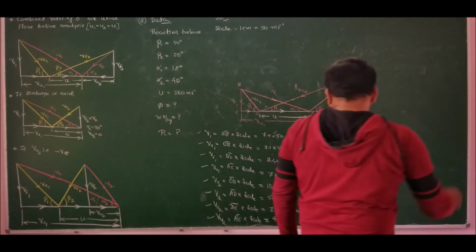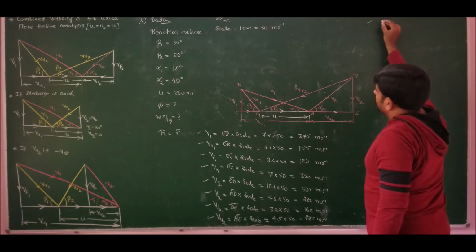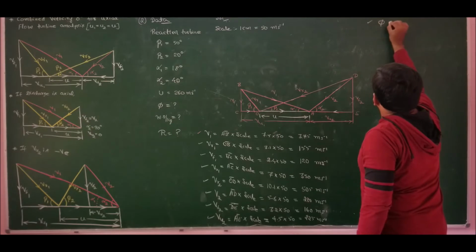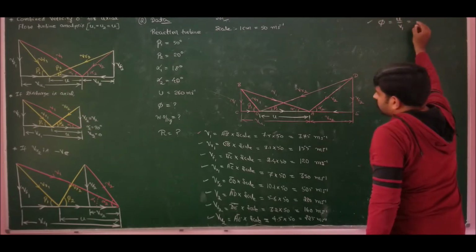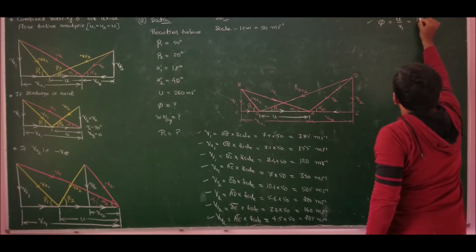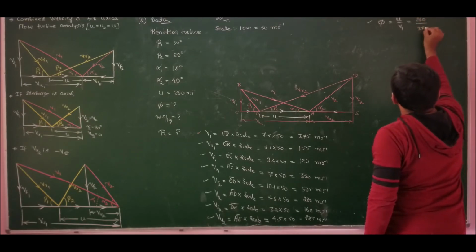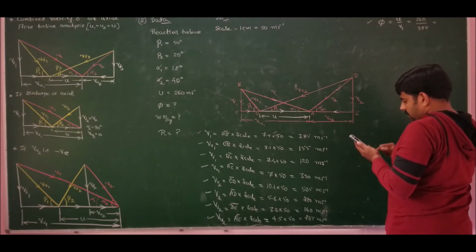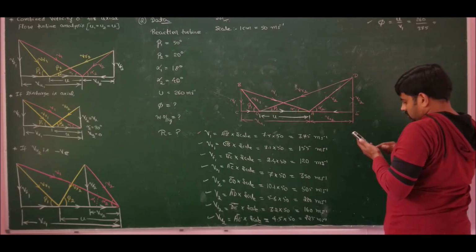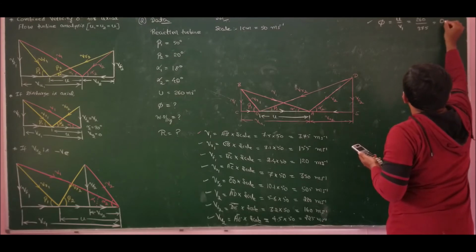Now let us calculate the quantities of interest that he has asked. First one is speed ratio. Speed ratio is defined as U by V1. So U is given in the data itself, which is 260 meters per second. V1 is 375. So therefore speed ratio is 0.693.